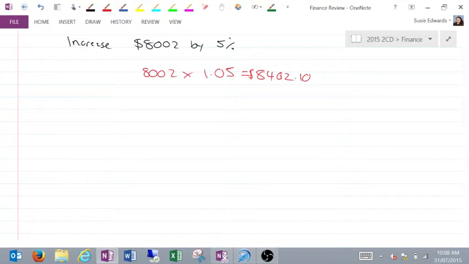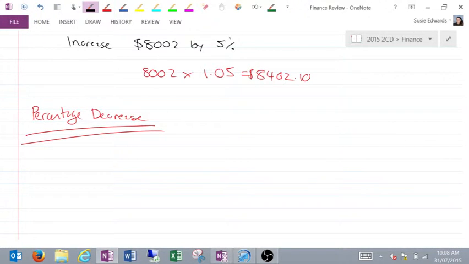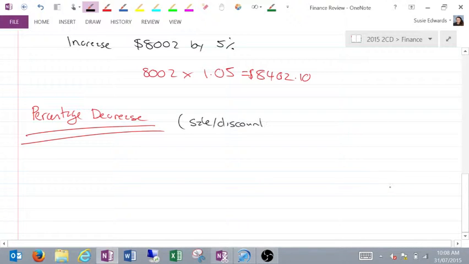Percentage decrease. What are some examples of when we decrease by a percentage? Good, okay, so a sale or a discount. Okay? Reduction's the same thing. Anything else? In terms of finance, that would usually be about right, okay? So it's mainly those sort of sale questions.